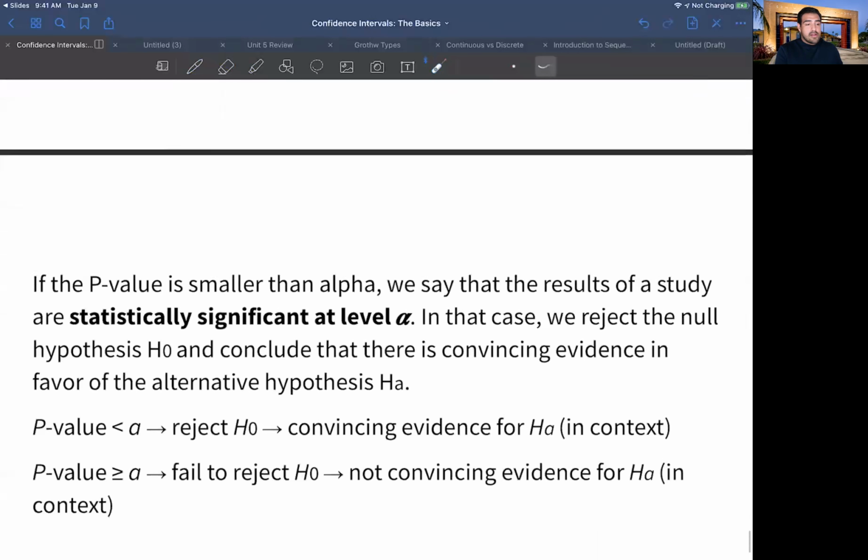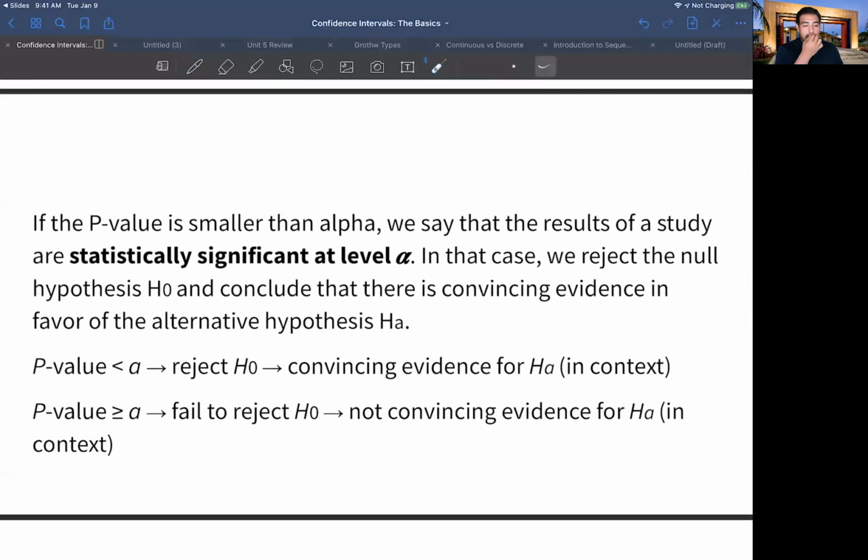So this is something we've already talked about, but now let's put it in reference to the significance level, right? If our p-value is less than alpha, our significance level, we're going to reject, right? A small p-value, we're going to reject the null hypothesis. If our p-value is greater than or equal to our significance level, we're going to fail to reject it, right? We don't have enough evidence for our alternative.